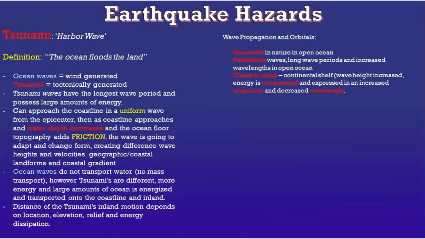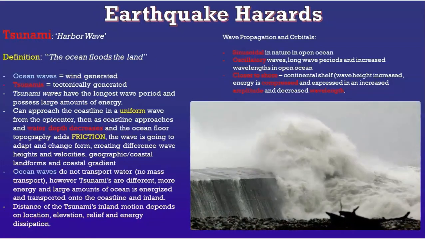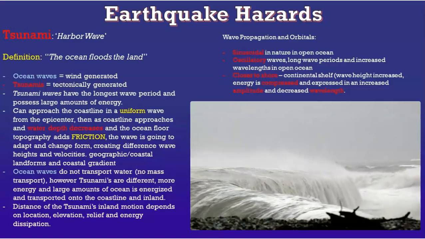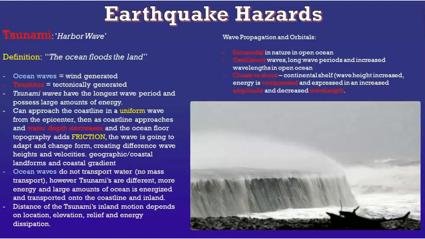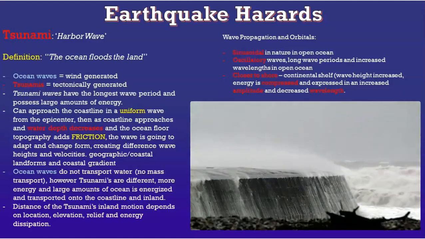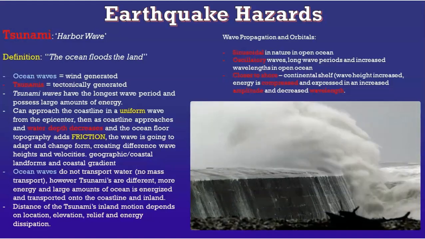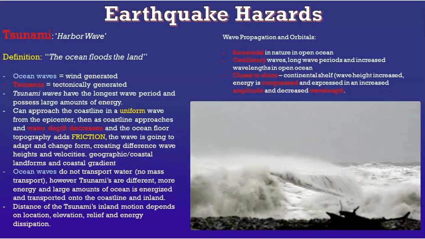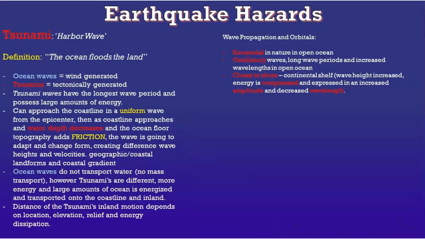Now we have one of the most famous hazards associated with earthquakes. Besides the actual earthquake destroying things, the earthquake can also cause a tsunami. Now, tsunami is a Japanese word, meaning harbor wave, and the definition for me in class is that the ocean floods the land. We have to really stress this is not a single wave, like an ocean wave, which is wind generated, nor is it a tidal wave, which is induced by the tides, which is the gravitational pull of both the moon and the sun as the earth spins on its axis.